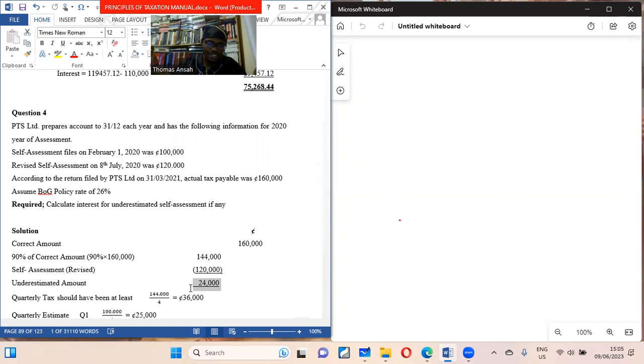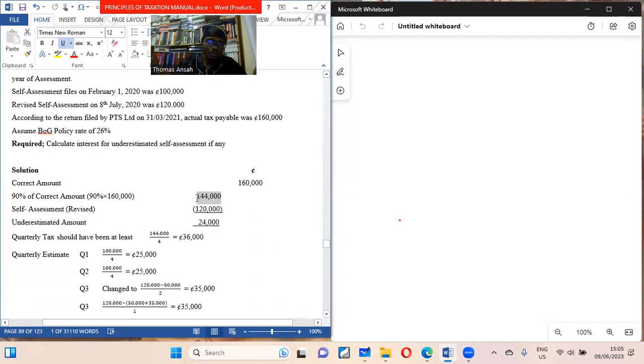So now, again, the correct amount is broken into quarters. 36,000 broken into quarters. All right. So what then happens? The estimate Q1. They did so in terms of doing the quarterly estimate Q1. This is what they used over four. And this also assumes that they make payment on due dates.